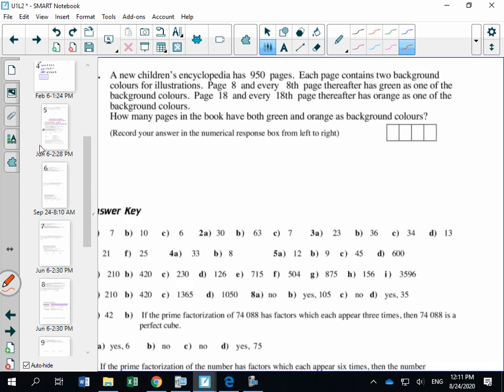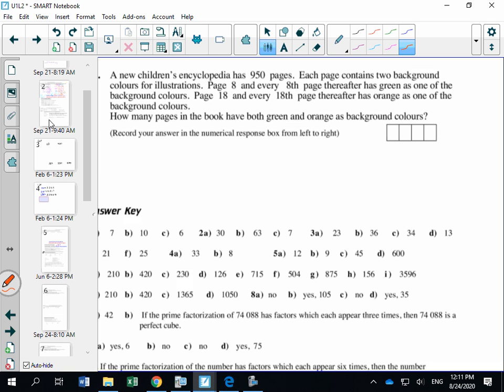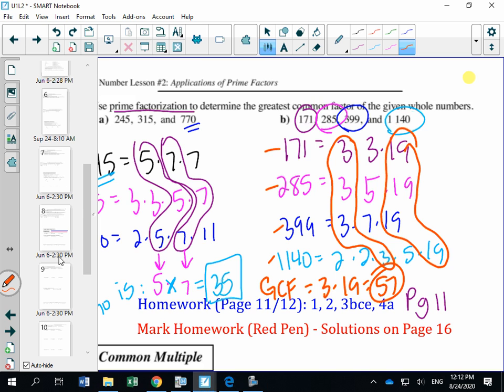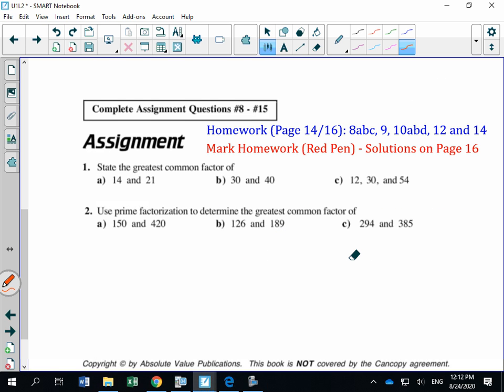How I always tell students to do it is you do one question and then you mark it, okay? So I want you to do, let's see, 1, 2, 3, B, C, E, 4A. So let's go ahead and circle those. So question 1, you could do the grade 10 method or you could do the grade 9 method for number 1. Number 2, you're doing the GCF and it wants prime factorization. So you're doing the grade 10.